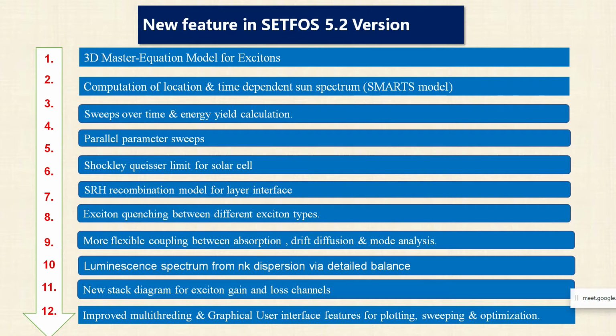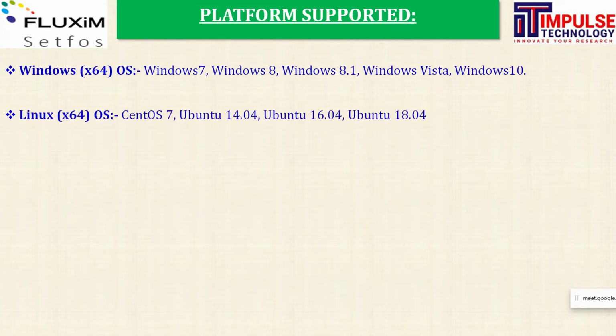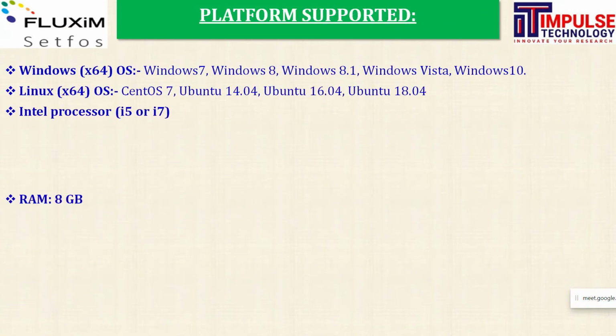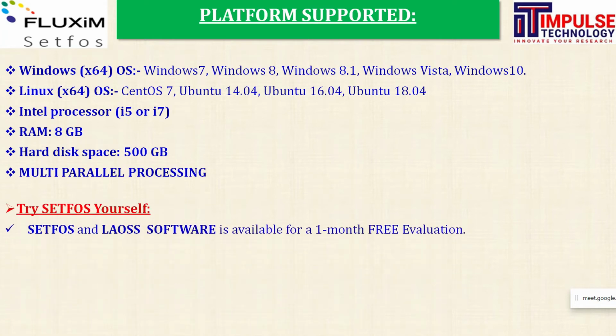Along with that, there are many bug fixes and many other things included that are not shown on the screen. Now this is all about the presentation. This software supports Windows 7, 8, 10, Ubuntu, and Linux, and an Intel i5 or i7 is recommended with 8 GB of RAM and 500 GB of hard disk. Multiple parallel processing can be done.